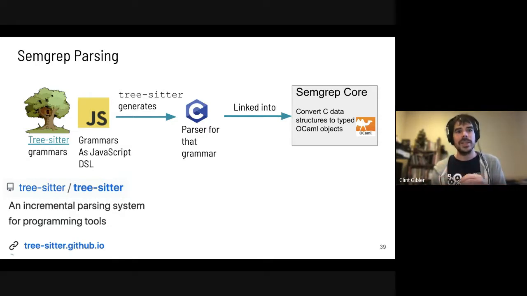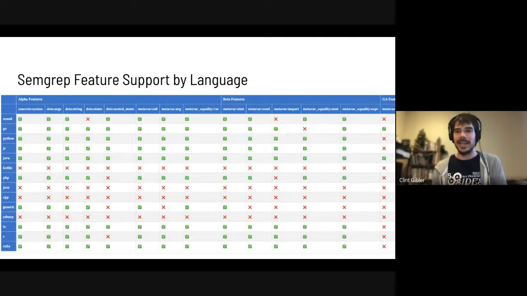TreeSitter has grammars for about 30 different languages. Generally, these grammars are expressed as a JavaScript domain-specific language. TreeSitter allows you to go from this JavaScript grammar to generate a C file that you can build and that can parse any code that matches that grammar. We link that into Semgrep core, and then we have an OCaml shim that converts these C data structures, once it parses source code, to typed OCaml objects, which are then used to match. So just some more behind the scenes stuff.